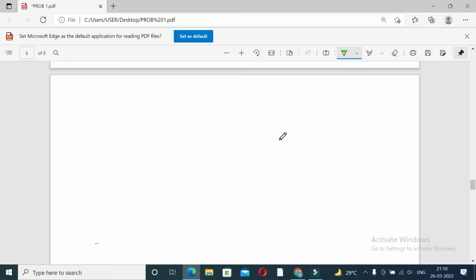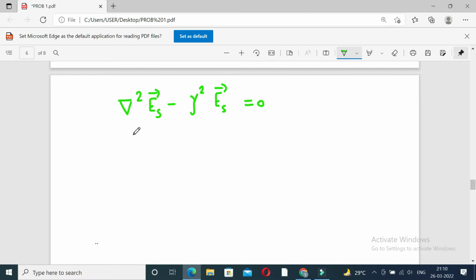In the first lecture we have derived del square Es minus gamma square Es vector is equal to 0, where Es vector is the electric field component.